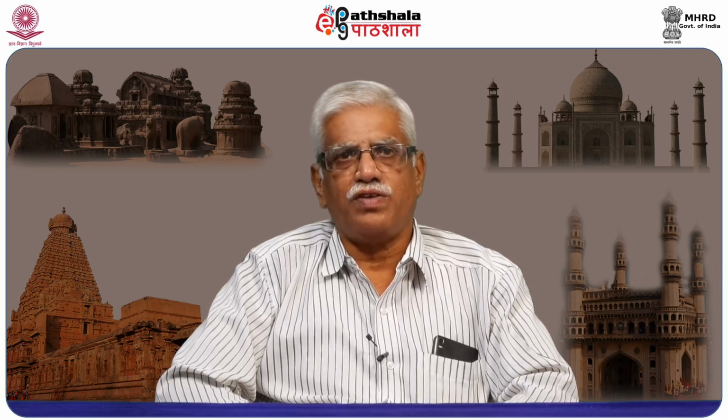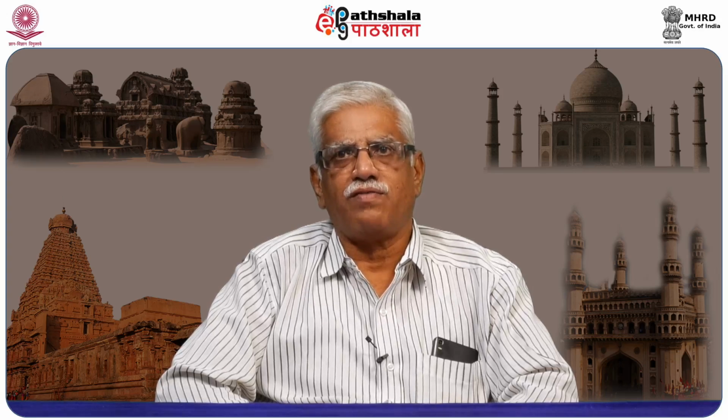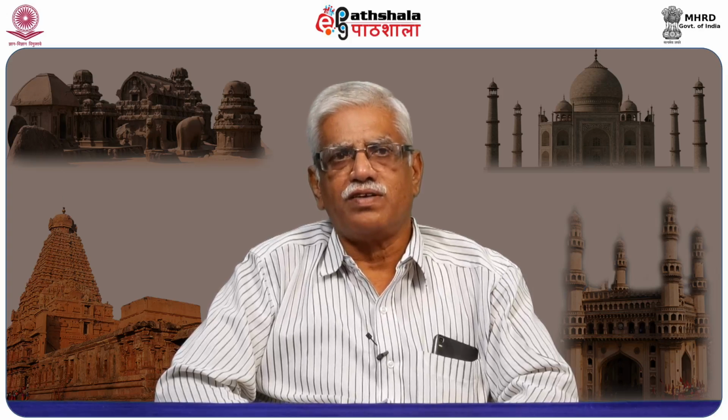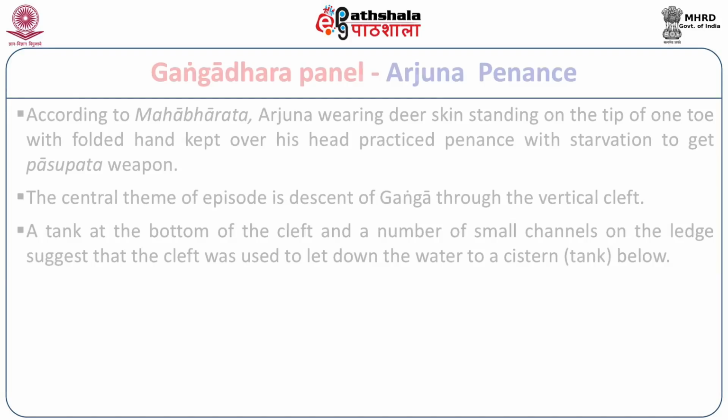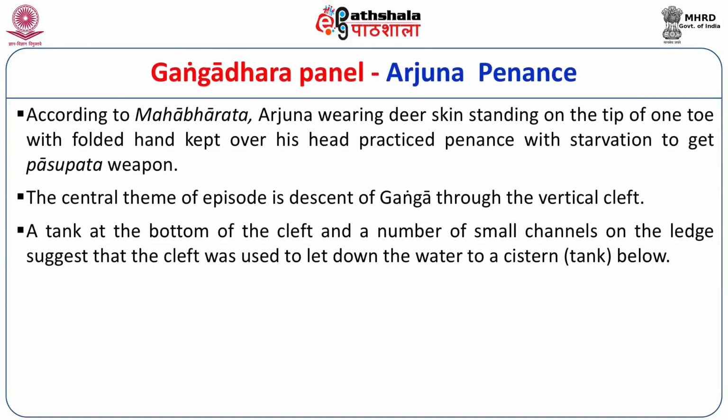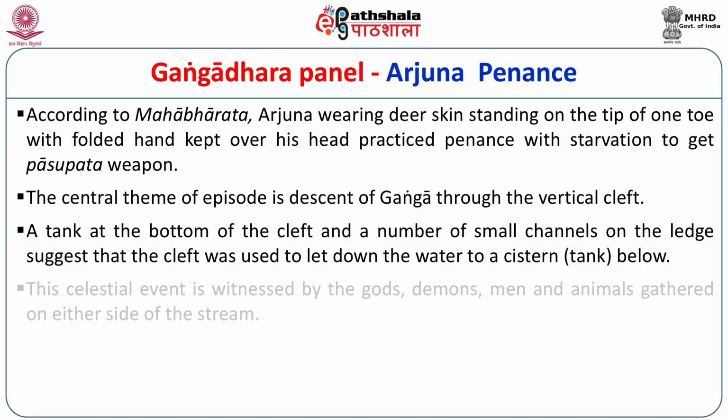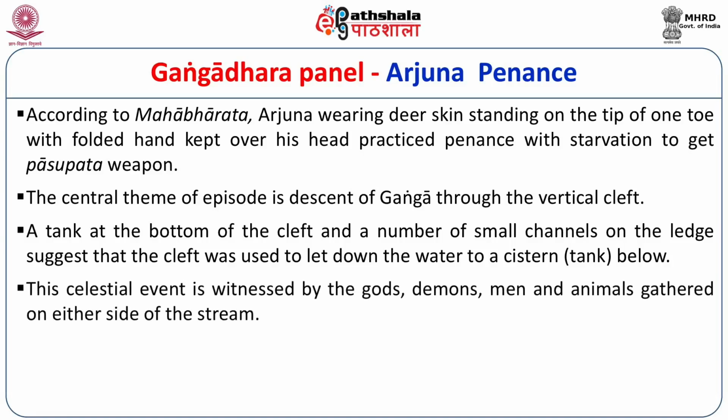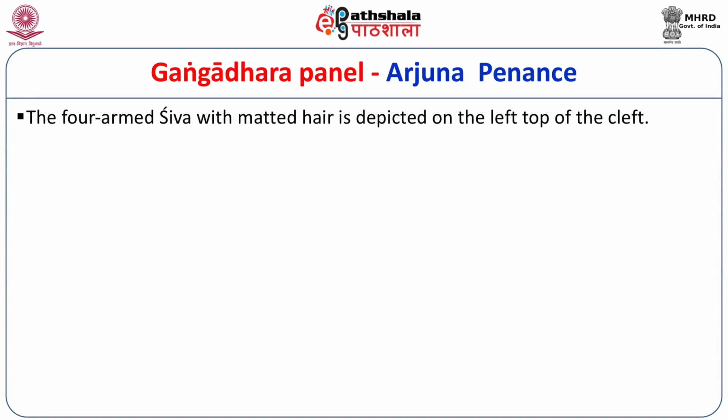We have two rock surfaces in Arjuna's Penance, and in the center we have a vertical cleft. That cleft is considered as the descent of Ganga. A tank at the bottom of the cleft and a number of small channels on the ledge suggest that the cleft was meant to let down the water to a tank below. This celestial event is witnessed by the gods, demons, men, and animals gathered on either side of the stream. And you see four-armed Shiva with matted hair, or what we call jata makuta, depicted on the left top of the cleft.